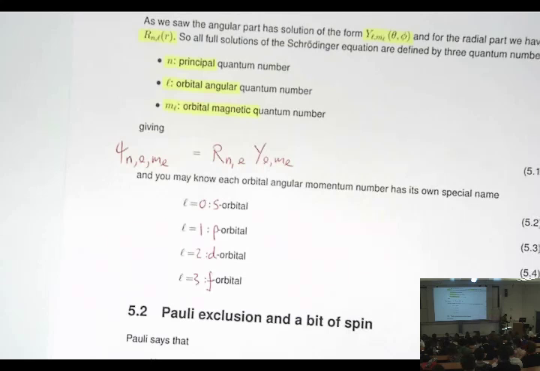Is 5.1 a sum or a product? Product. It's R times Y, the big Y, sorry. So the radial wave function times the angular wave function is going to give me the total wave function. Just as we wrote there a long time ago, yesterday.